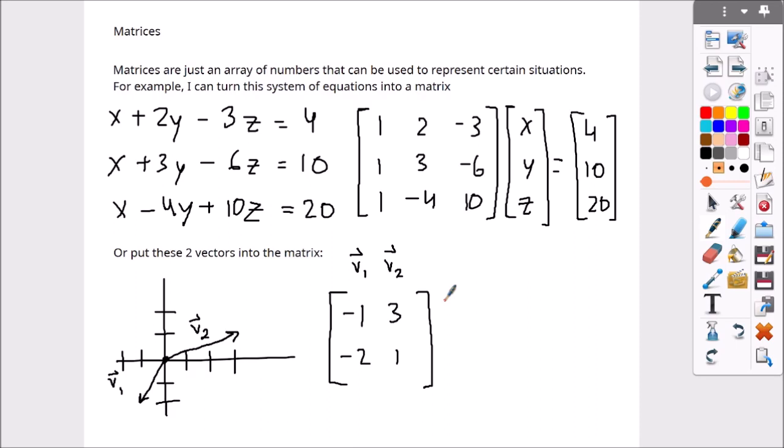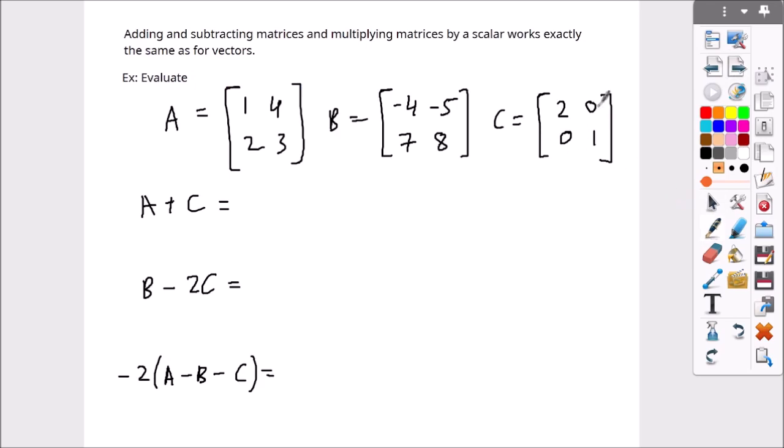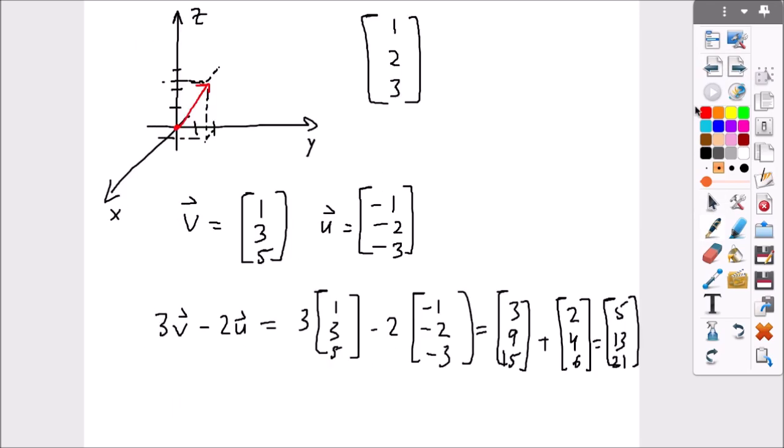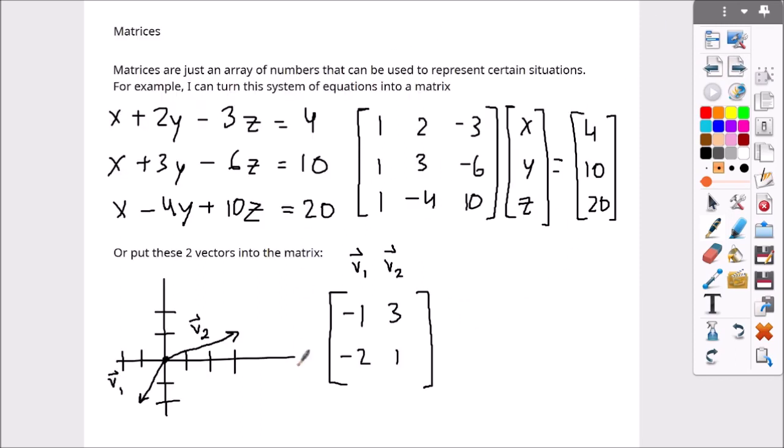So 2 by 1. We read that type of notation by number of rows and number of columns. So this is a 2 by 2. This is a 3 by 3. These are all 2 by 2s. This is a 3 by 1, not a 1 by 3. It's a 3 by 1 because there's 3 rows, but only one column. So that's a 3 by 1 matrix. So yeah, those are two vectors put into a matrix.